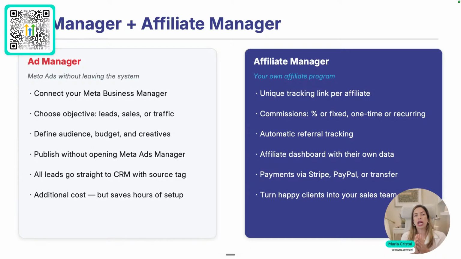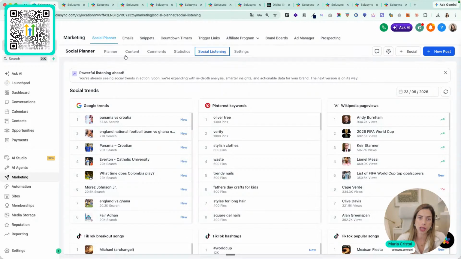The Ads Manager allows you to connect and launch Meta ads without opening Meta ads. You know that as of today, Meta ads has so many AI inside that it drives people crazy, turning off every single thing. So the Ads Manager inside HighLevel keeps things simple. You will choose an objective, you will define an audience, a budget, and publish. All leads go straight into your CRM.